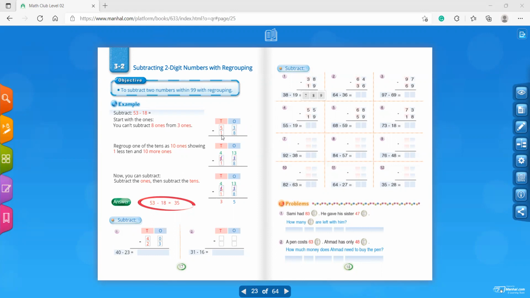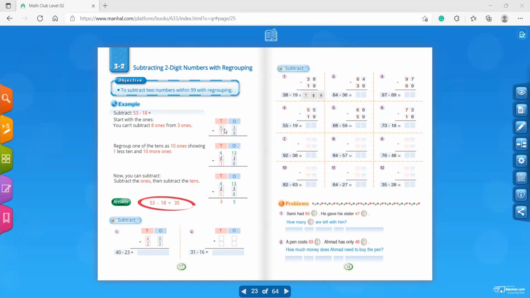Now let's start subtraction. We will start subtracting from the right. That means that we have to start subtracting from the ones digit. 3 minus 8. Can we subtract 8 from the 3? No, we can't. So we are going to ask for help from number 5 on the next door in the tens digit. What is the value of number 5? Yes, the value of number 5 is 50.